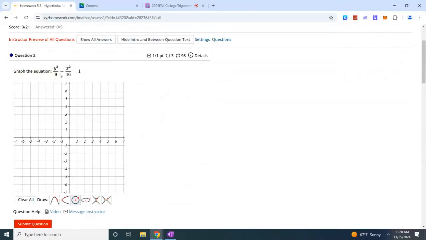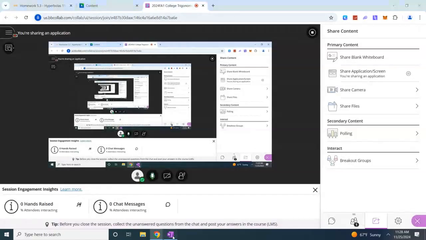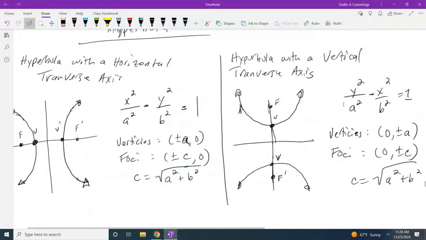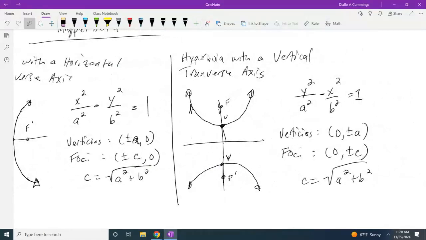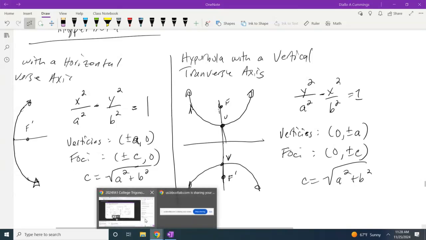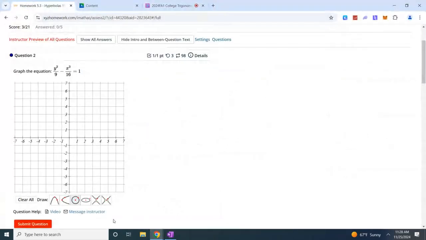Well, the first thing I notice is that it is a hyperbola because of the minus. My y squared variable comes first. So if we look back at our model forms, if the y variable comes first, this is a hyperbola with a vertical transverse axis. So I'm going to look for the graphing tool that opens up or down. I'm going to choose the second one.